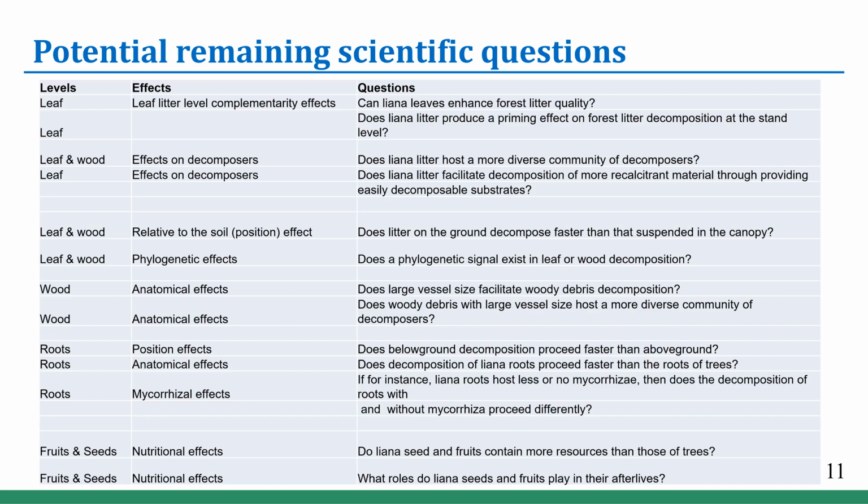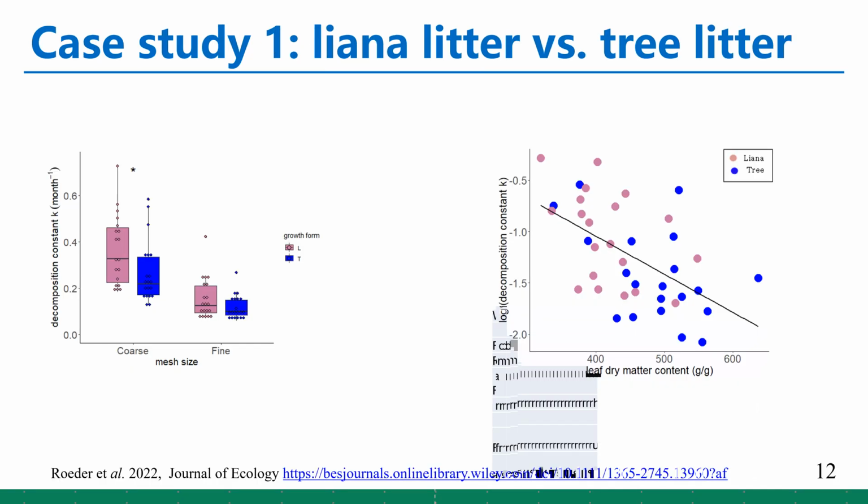Much of the litter, whether liana or tree, is suspended, which provides an opportunity to examine the effect of position on organic matter decomposition. Does litter on the ground decompose faster than that suspended in the canopy? In the following 2 slides, I will introduce 2 case studies about this. In this first case study, looking at liana litter versus tree litter decomposition, we found that liana leaf litter decomposes faster than tree litter. We also found that decomposition rate was negatively correlated with leaf dry matter content.